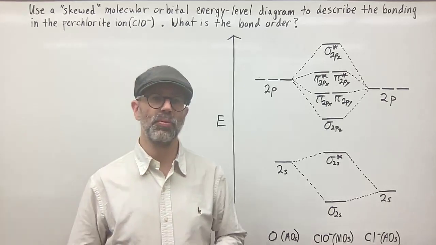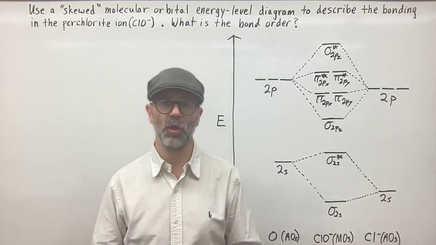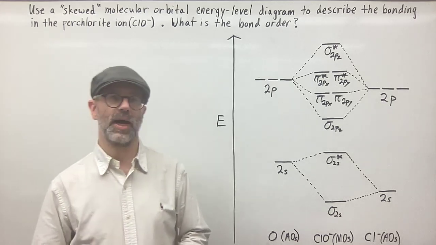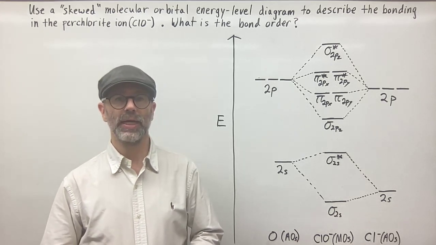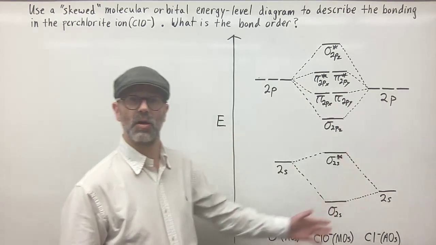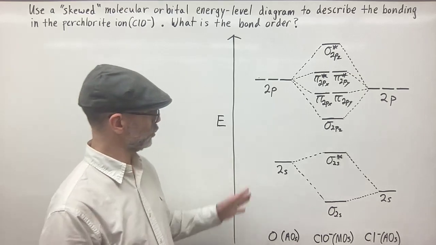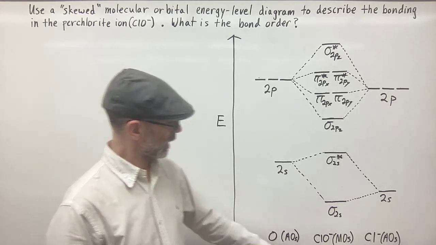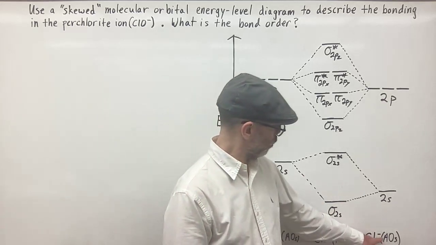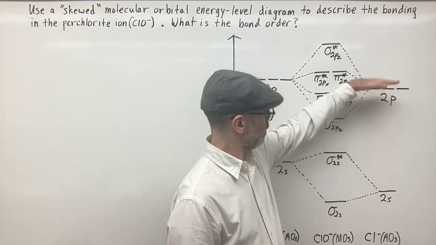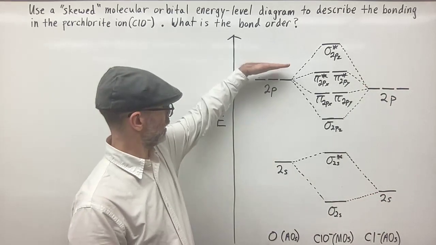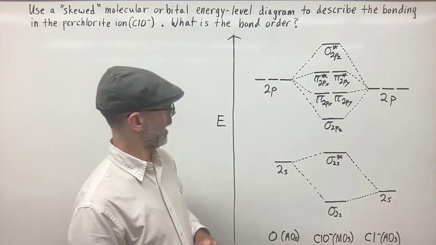Okay, so our next problem is to use a skewed molecular orbital energy diagram to describe the bonding in the hypochlorite ion, ClO minus. What is the bond order? So as you can see, I have the same molecular orbital energy level diagram. It's skewed. I have oxygen on this side. I have chlorine on this side. Chlorine is the more electronegative atom, so I gave that one the negative, and you can see that the atomic orbitals are lower for the chloride ion than they are for the oxygen atom.